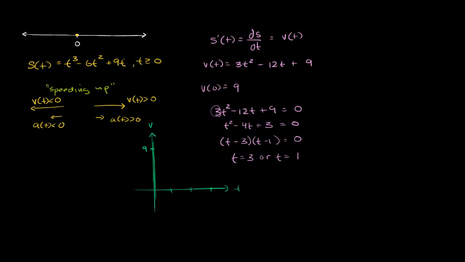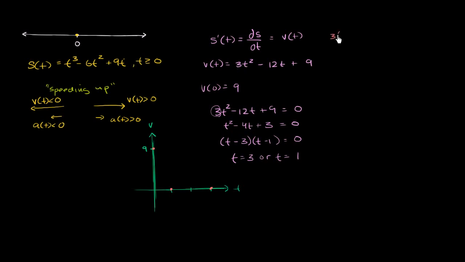And so when t equals 0, our velocity is 9. When t equals 1, then our velocity is going to be 0. We get that right over here. 3 minus 12 plus 9, that's 0. And when t is equal to 3, our velocity is 0 again. Our vertex is going to be right in between those when t is equal to 2, right in between these two zeros. And we could figure out what that velocity is if we like.